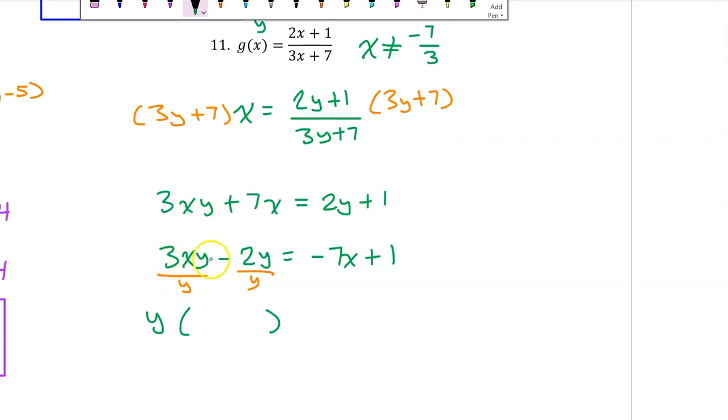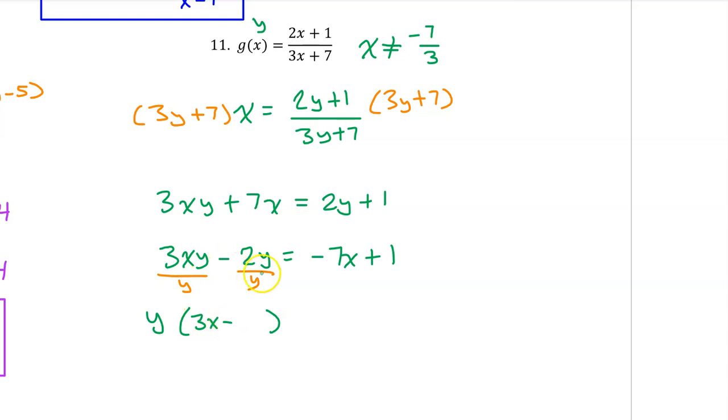When you divide by y, these cancel out and that just leaves 3x. Bring down that minus sign. These y's cancel out, leaving a 2. And this is equal to negative 7x plus 1. To get y completely by itself, we will divide both sides of the equation by 3x minus 2. This will leave us with negative 7x plus 1 over 3x minus 2.